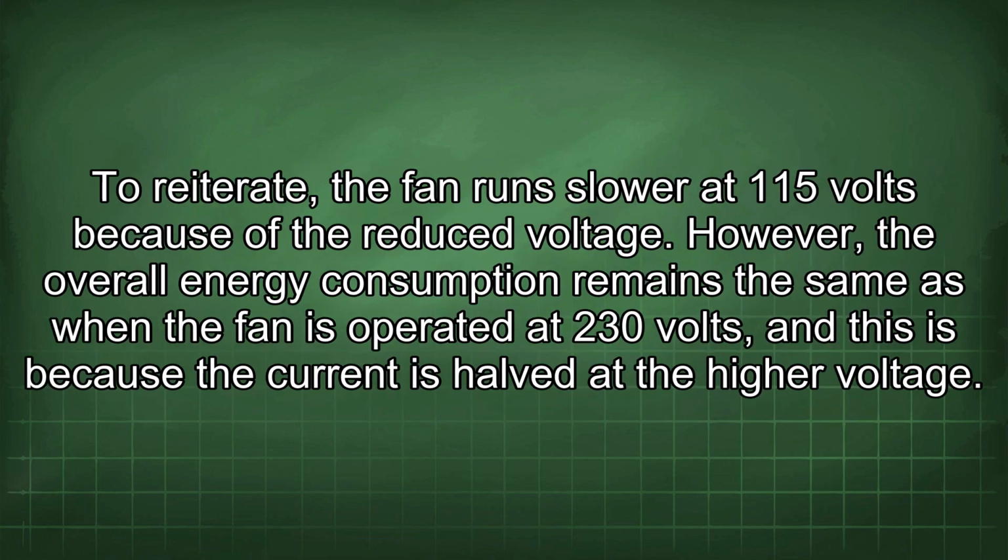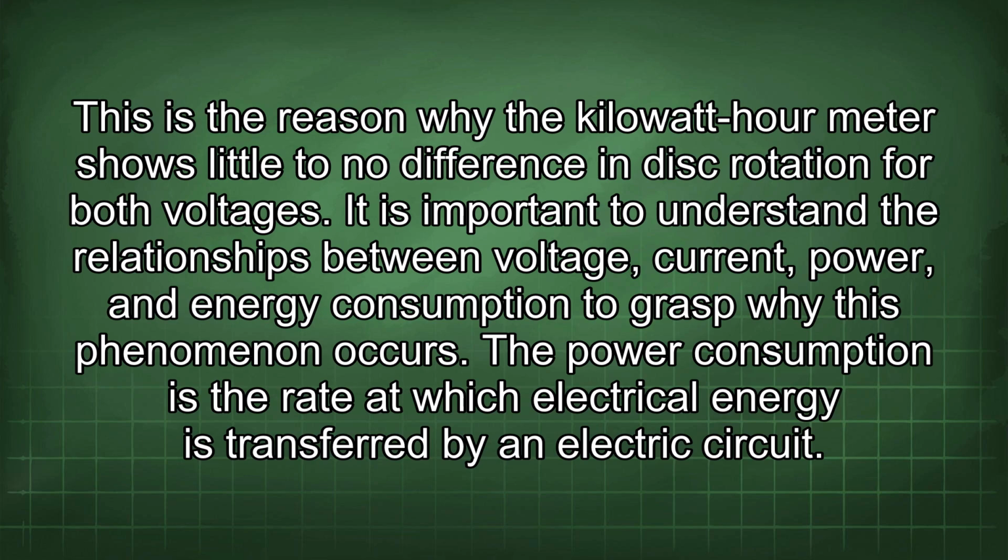To reiterate, the fan runs slower at 115 volts because of the reduced voltage. However, the overall energy consumption remains the same as when the fan is operated at 230 volts, and this is because the current is halved at the higher voltage. This is the reason why the kilowatt-hour meter shows little to no difference in disk rotation for both voltages.